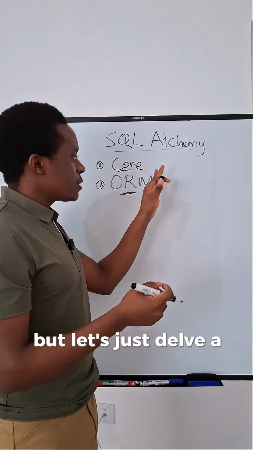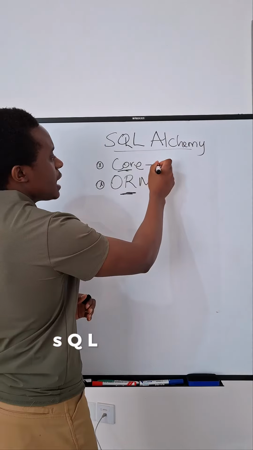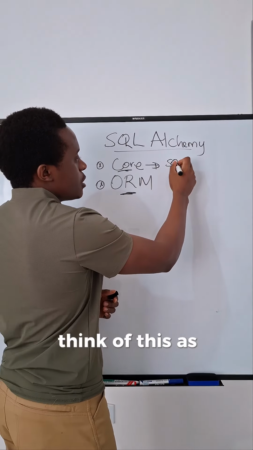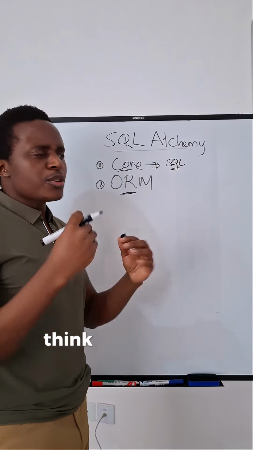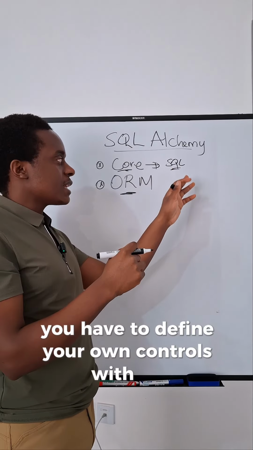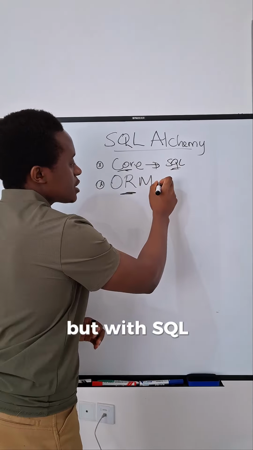But let's dive a little bit deeper into this to understand what we mean by Core and ORM. SQLAlchemy Core, because it is a library, gives you more control. So think of this as basically SQL fast control. You have to define your own controls with SQL code that you're going to write. But with SQLAlchemy ORM, ORM stands for Object Relational Mapper. This is an object mapper.